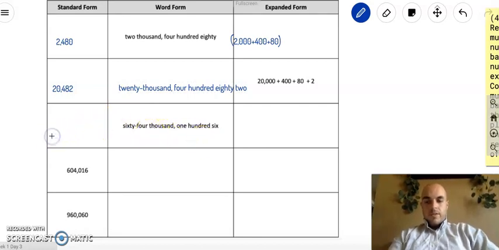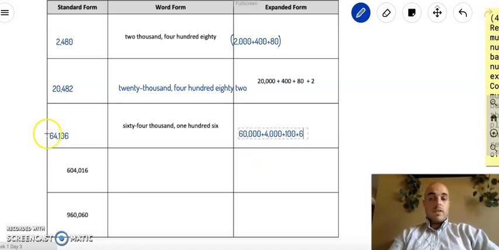Okay, this one, 64,106. Now let's put that into expanded form. So I have 60,000 plus 4,000 plus 100 plus 6. Notice that there's nothing for the tens place, so I'm not going to put a 0 in there.